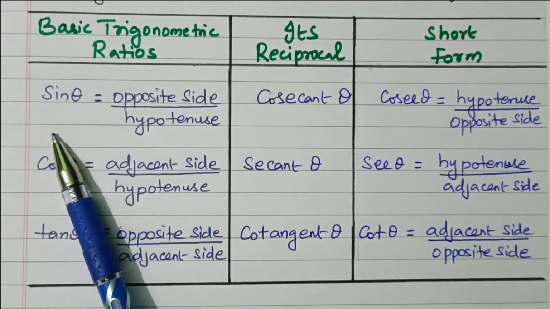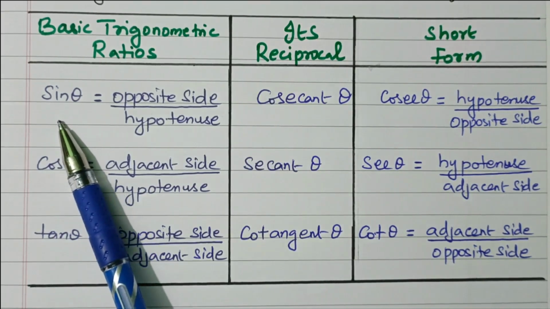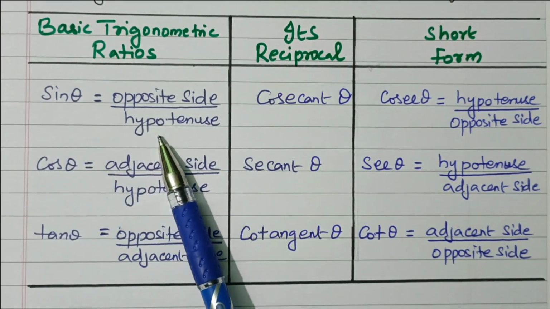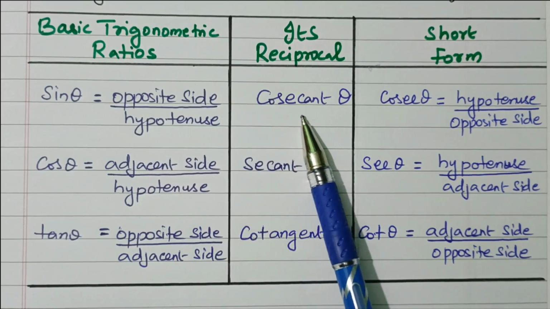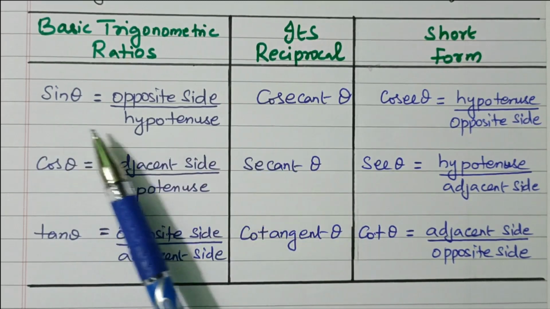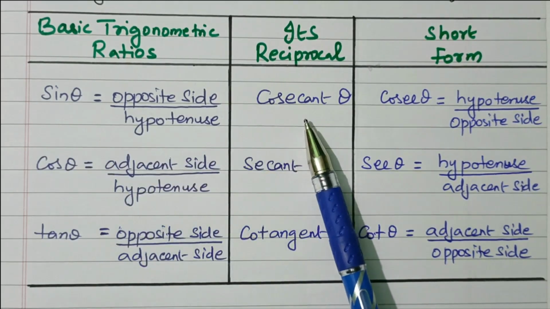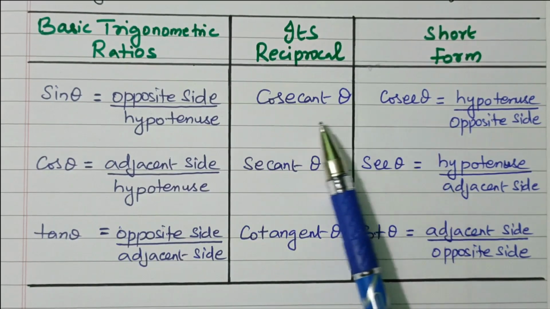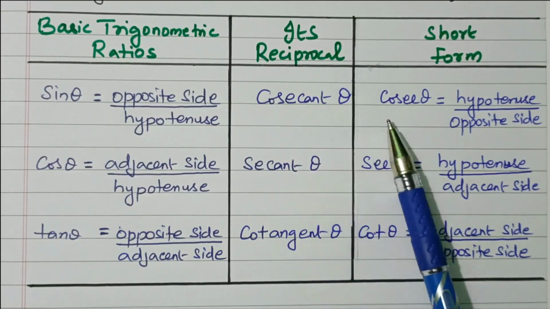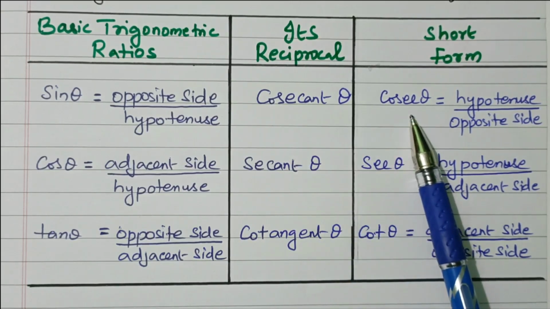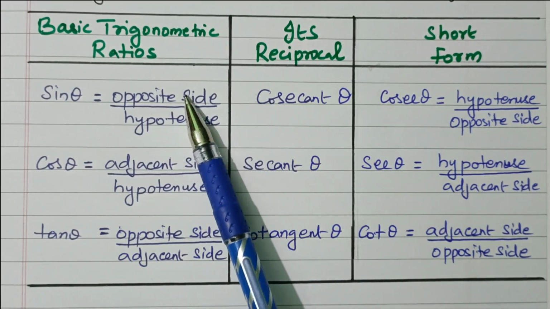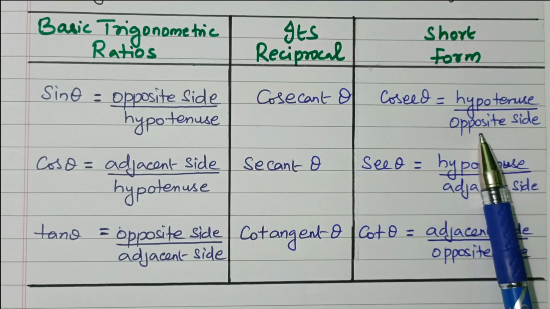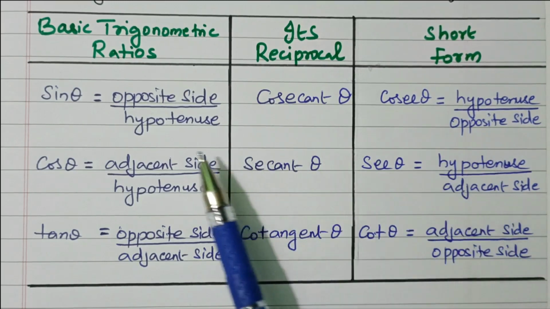The first basic ratio in trigonometry is sin theta. Sin theta is opposite side by hypotenuse. What is the reciprocal? Cosecant theta. The reciprocal of sin theta is cosecant theta. Cosecant is the name, and cosec is the short form. That is just the opposite of this: sin theta is opposite side by hypotenuse, here it is hypotenuse divided by opposite. That's why it's called a reciprocal ratio.